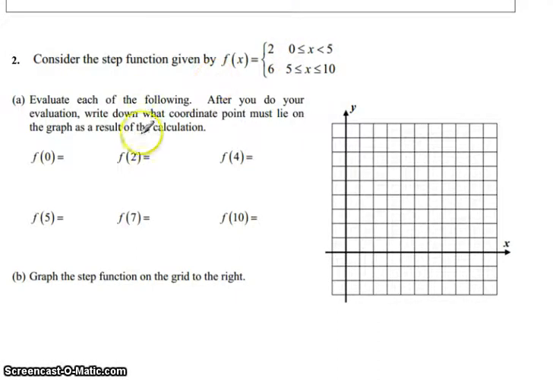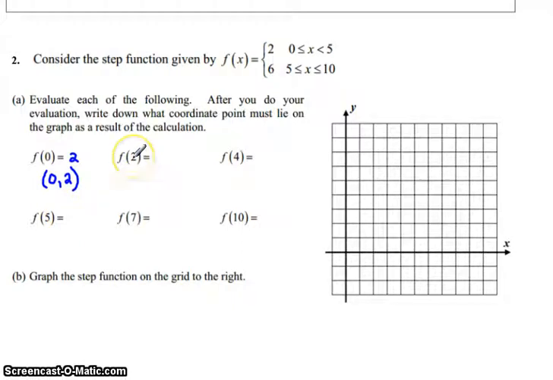So in part A, it's just saying evaluate each of the following, and then write down what coordinate point must lie on the graph as a result. So if x is 0, which y value do I pick, 2 or 6? Well, since x is 0, that falls in this first case because it's between 0 and less than 5. So f of 0 is 2, and that means I've got the point x is 0, y is 2.